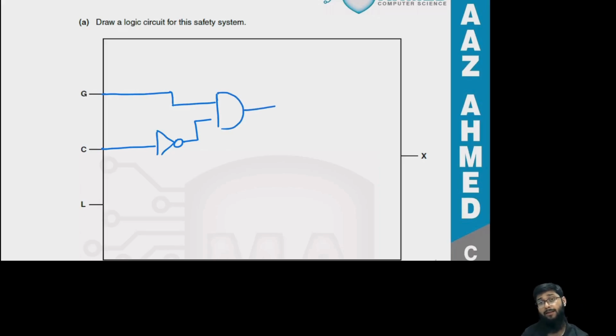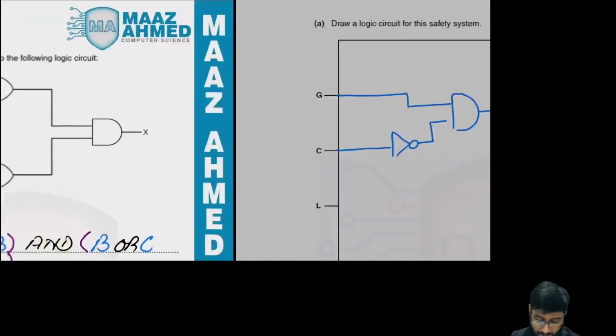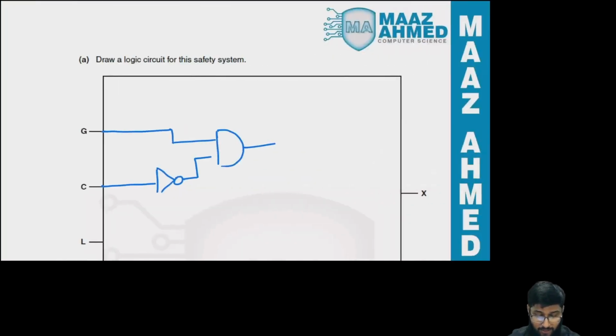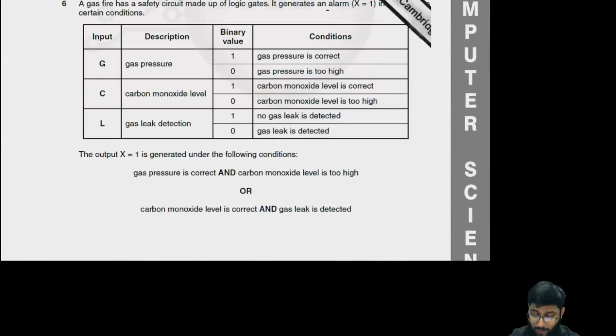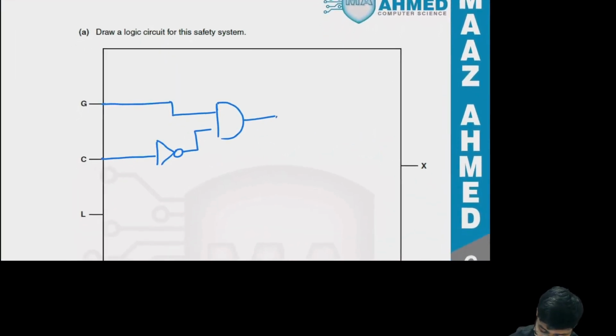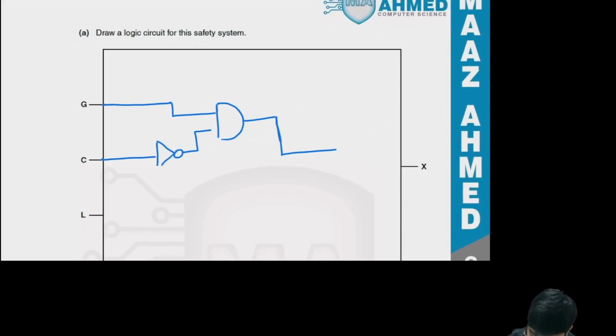Do remember, you need to make the circuits properly, or draw the symbols properly, because you are awarded marks against these symbols. Okay, so we did the first part. Gas pressure is correct, that means G, and it's going into the AND, whereas carbon monoxide is too high, so for too high it was a 0. Now it's going into the other gate that is known as the OR gate. So that means we do have an OR gate right over here.